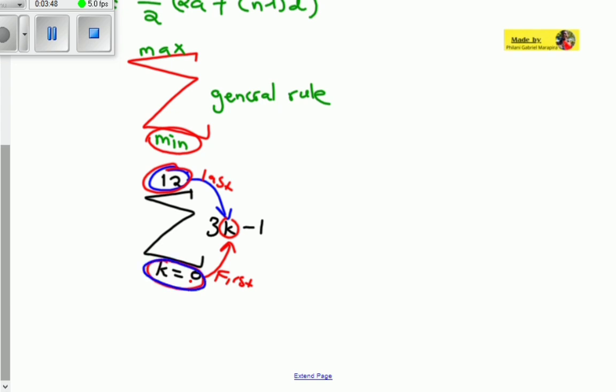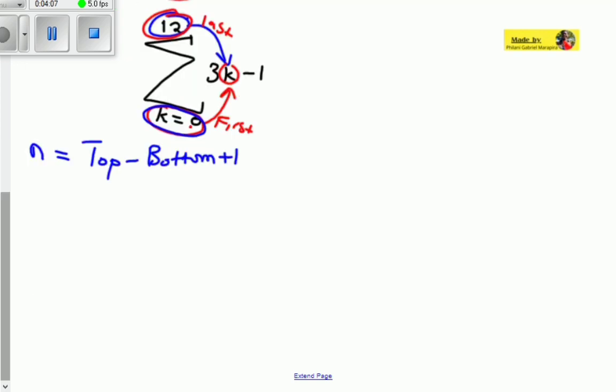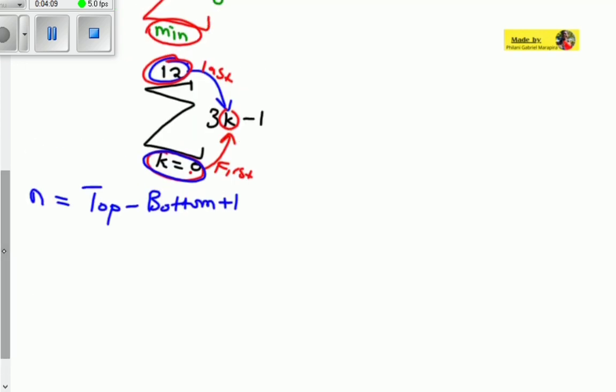It means that we're not starting at term number 1, but at term number 0. So here, how do we find the number of terms given a sigma? That is the first thing you must do. The number of terms is given by the top number minus the bottom number plus 1. You can see that this is the formula that you use to calculate the number of terms in the series.